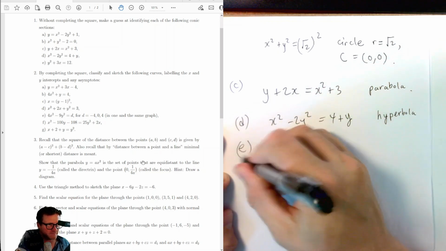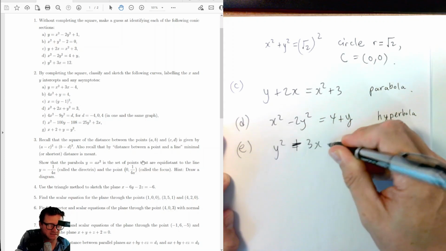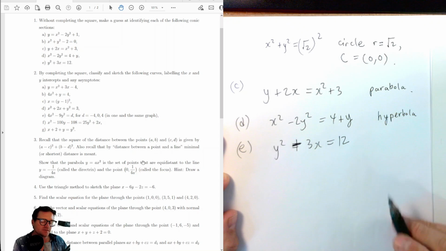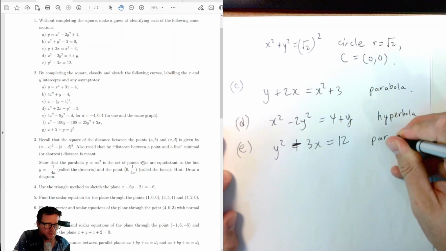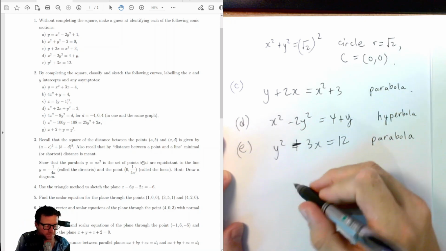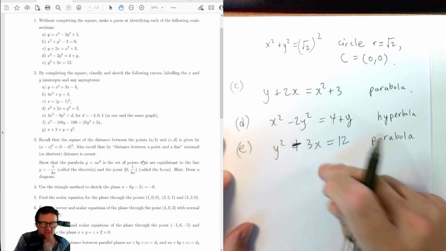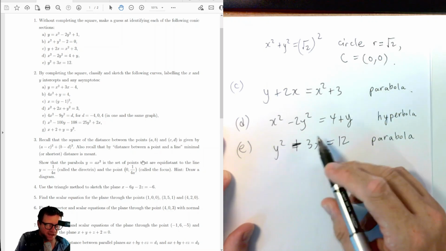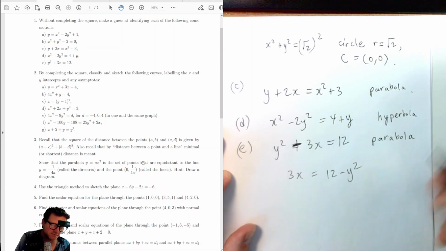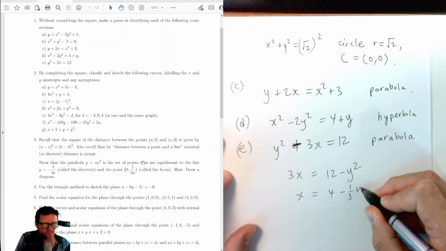Okay, part E. y squared plus 3x equals 12. So that has a power of 1 for the x and a power of 2 for the y. So that is a parabola. But it's on its side, right? Because if we put this in the standard form, writing x as a function of y, we can see that it's a parabola on its side. So let's go ahead and sketch this one while we're at it. So we have then 3x is equal to 12 minus y squared. Divide both sides by 3, and we have x equals 4 minus 1/3 y squared.